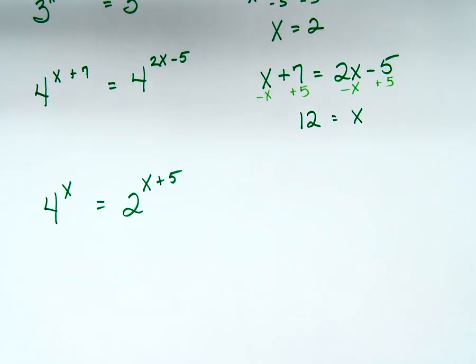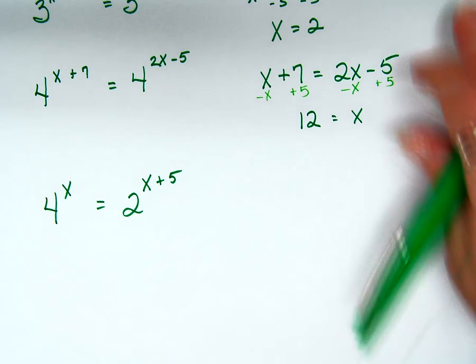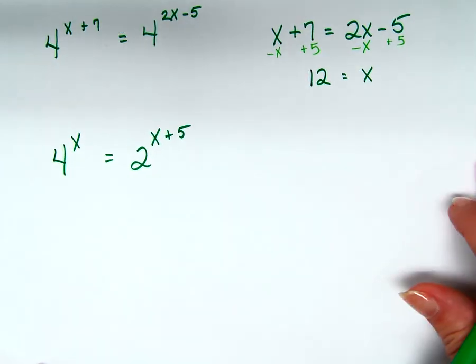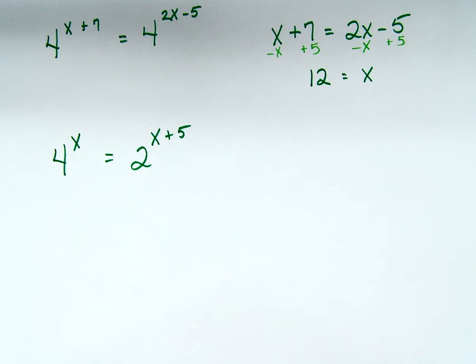Dun, dun, dun. This is when we panic? No, rule number 1, right? Rule number 1, don't panic. Because we're in a position where we can actually make the bases the same, can't we?